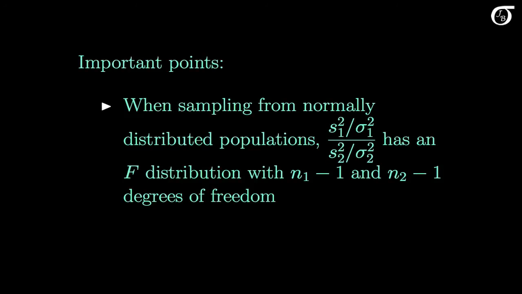Let's take a quick look at a summary of the important points here. When sampling from normally distributed populations, the quantity S1 squared over sigma 1 squared over S2 squared over sigma 2 squared has an F distribution with n1 minus 1 and n2 minus 1 degrees of freedom. And when the population variances are equal, the ratio of sample variances has this distribution.